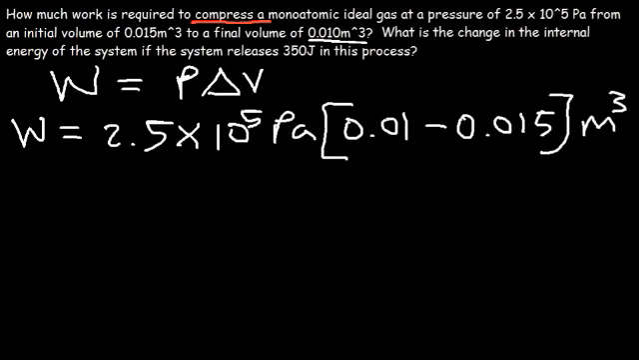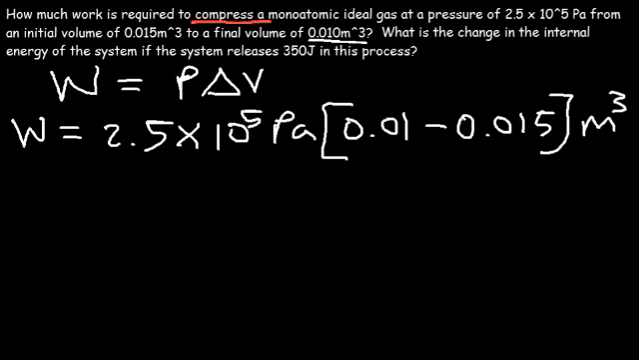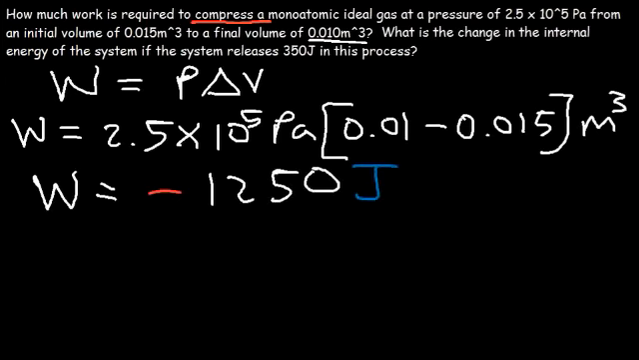Now let's go back to this problem. If you type this in exactly the way you see it in your calculator, you should get negative 1250 joules. And we can see why it's negative, because the gas is compressed by an outside force.